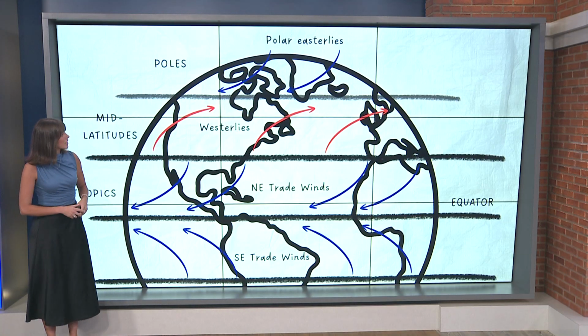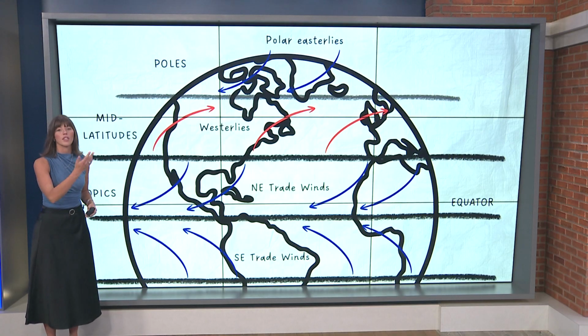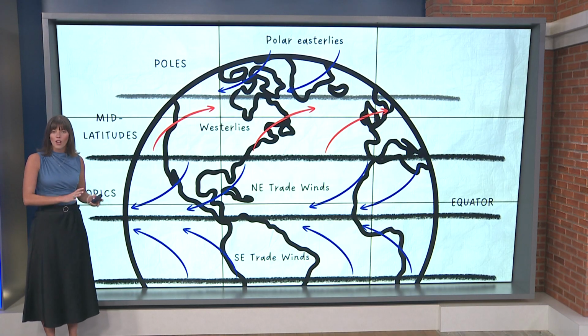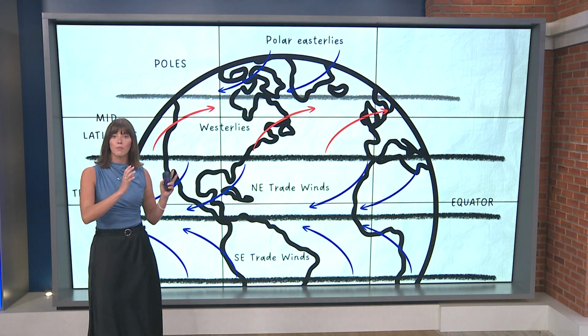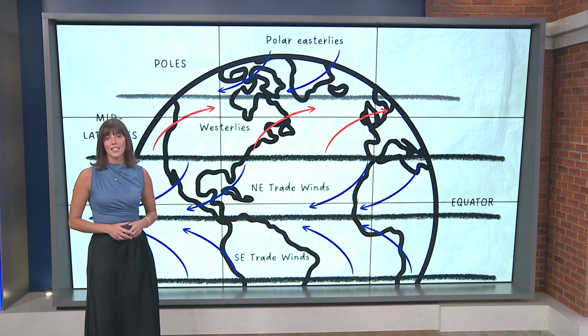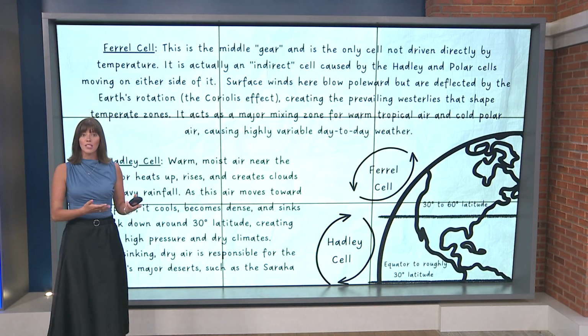Then you can see polar easterlies, those are causing those storms to move a little bit more from the northeast to the southwest. So it all really affects what's going on more at a surface level. These trade winds cause the hurricanes to move from the east to the west, but our westerlies, opposite. That's going to cause our storms to move eastward.